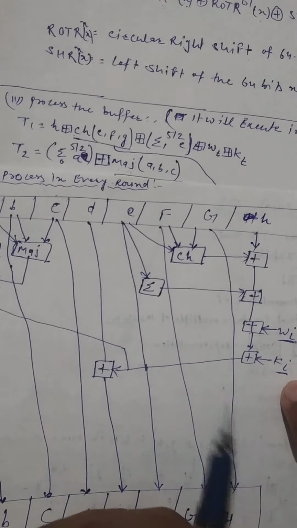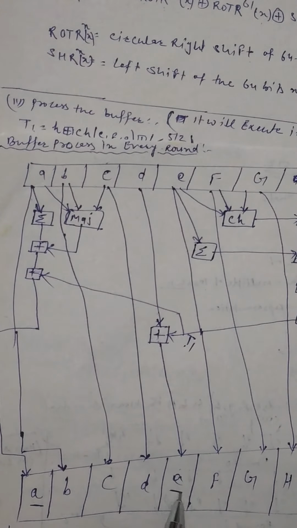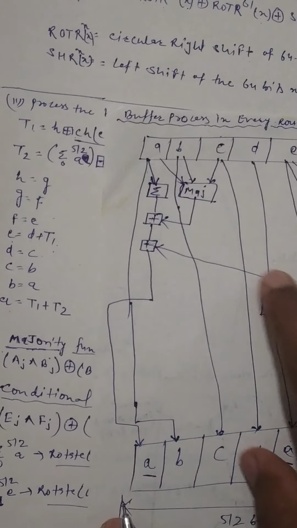Okay, so now T1 is coming here, but now you can see here E equal to D plus T1. So T1 is also required during the calculation of E. So this is our T1 up to here. Now D is coming over here. So now what kind of operation over here? D plus T1 equal to E. So we are calculating the value of E. So E is fulfilled.